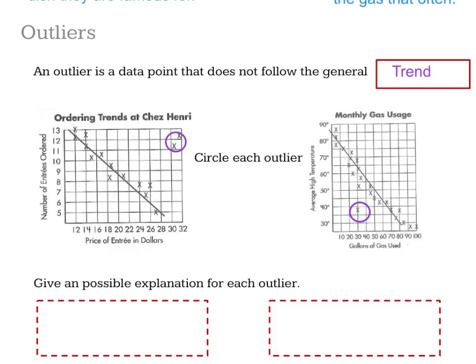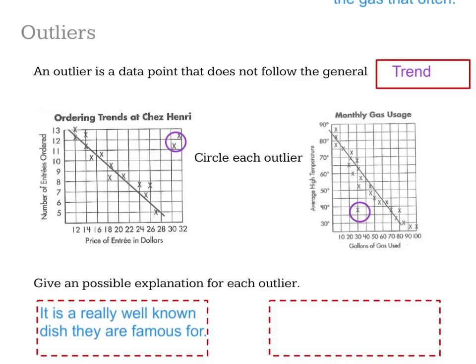So let's take a look at a possible explanation for Chez Henri. Although these dishes are really expensive, they're ordered quite often. Well, why could that be? One of the possibilities could be that it is a really well-known dish and that they are famous for it. So maybe it's a really nice steak that they cook very well. Maybe that's something that people order a lot because it's what they're really well-known for.